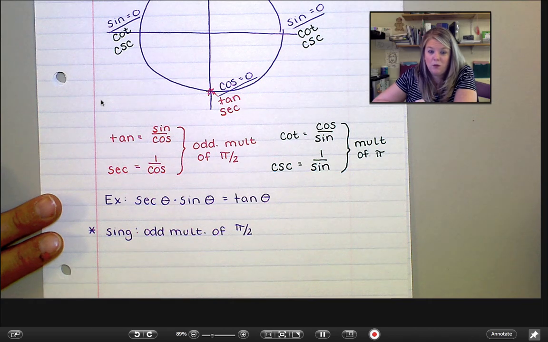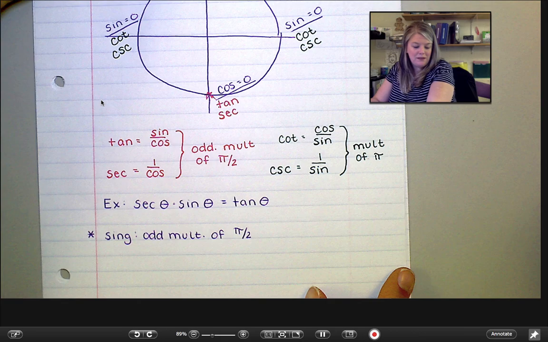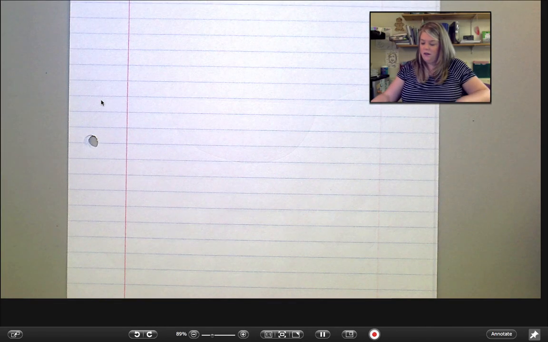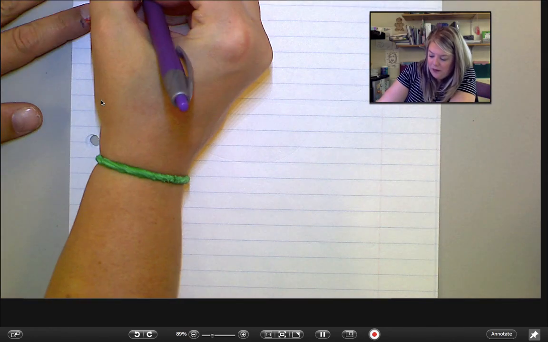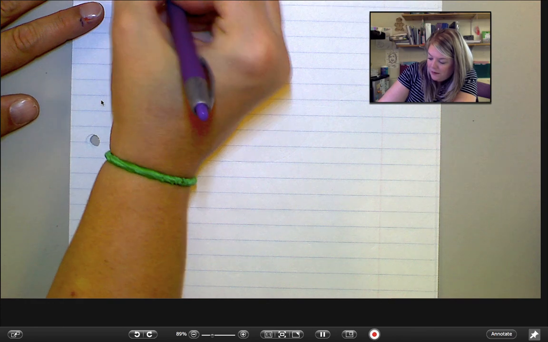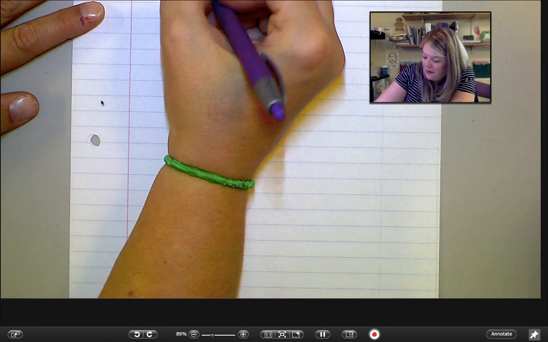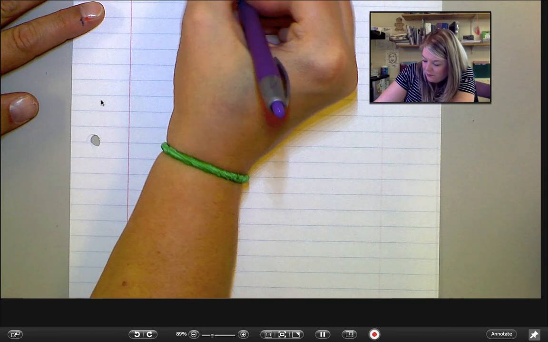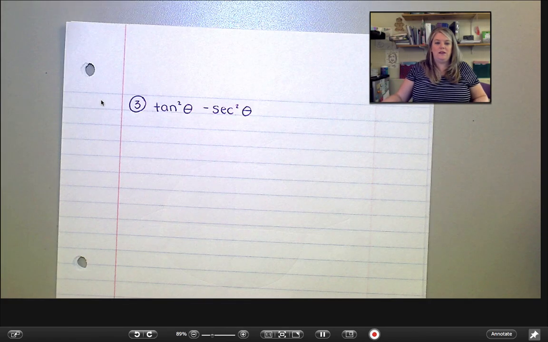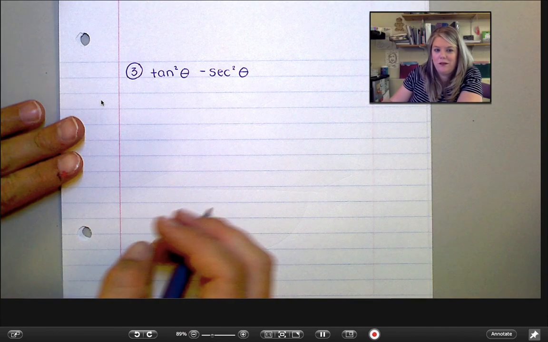Now, I am going to throw one more thing at you. I know you're happy about that. Let's grab the next example. Let's actually do number 3 from that same worksheet. If you're looking at your homework packet, you'll see this. We had tangent squared of theta minus secant squared of theta. You can't see that, sorry, number 3: tangent squared theta minus secant squared theta.